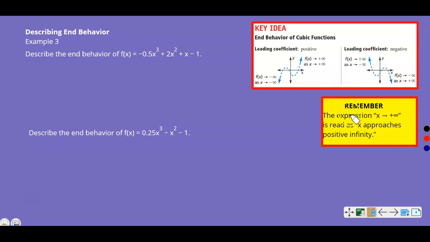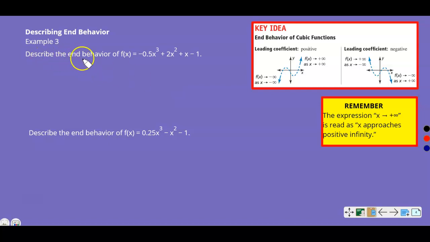So key thing to remember, the expression x with the arrow to positive infinity, you read that as x approaches positive infinity. All right, so x approaches positive infinity is how we're going to talk about the end behavior. And it's because the arrow continues. We're saying it approaches that. It never actually gets there because infinity means it continues forever. It's just kind of an idea. In math terms, it's not an actual number. It just means it continues on in that general direction.